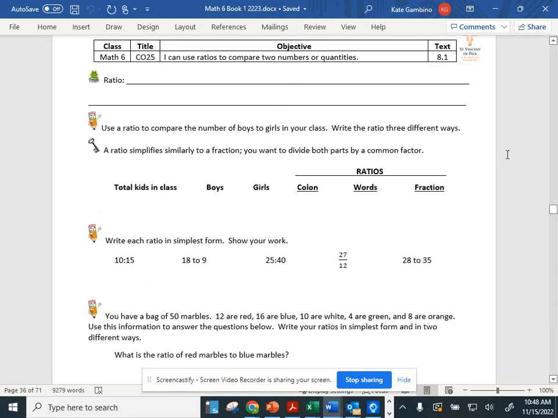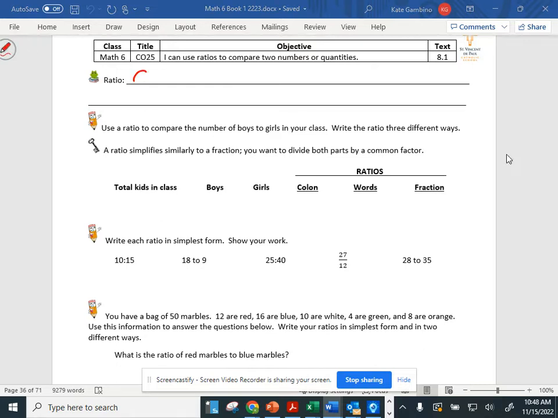Good morning. Today we are continuing on with Unit 3. We are doing CO25. I can use ratios to compare two numbers or quantities. So we're using those ratios to be able to compare our numbers, and we're going to see how some of our previous objectives come in handy for this. So the first thing we have to do is understand what a ratio is.